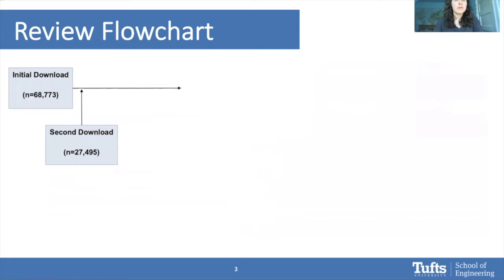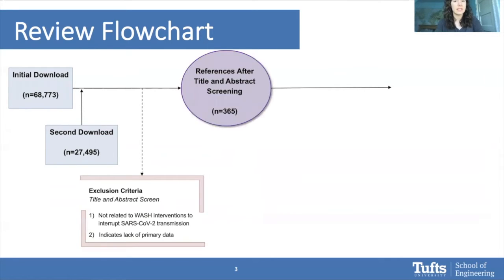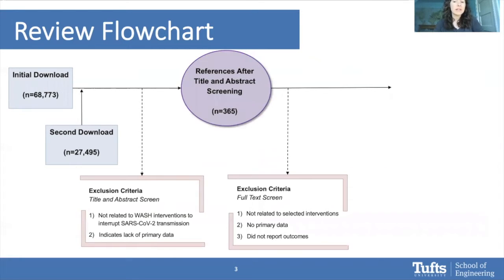From our review, we did two different downloads of the databases, garnering just over 96,000 articles to screen. On title and abstract screening, we excluded articles if they weren't related to our WASH interventions or they indicated a lack of primary data. We had 365 articles then that we screened for full text. And at full text, we excluded articles if they were not related to our selected interventions, had no primary data, or did not report on their outcomes.